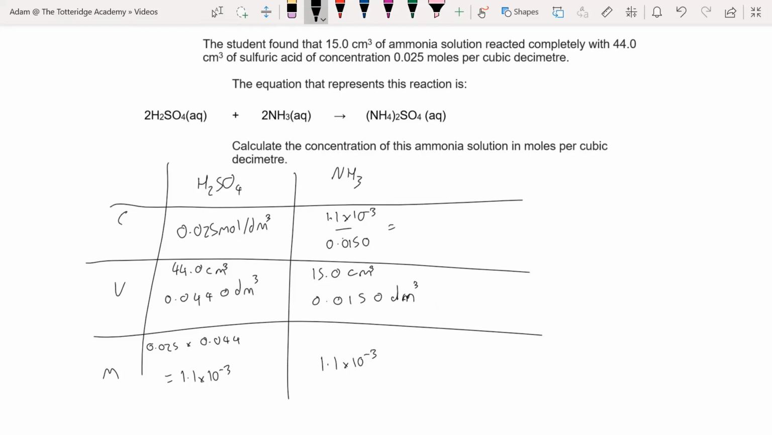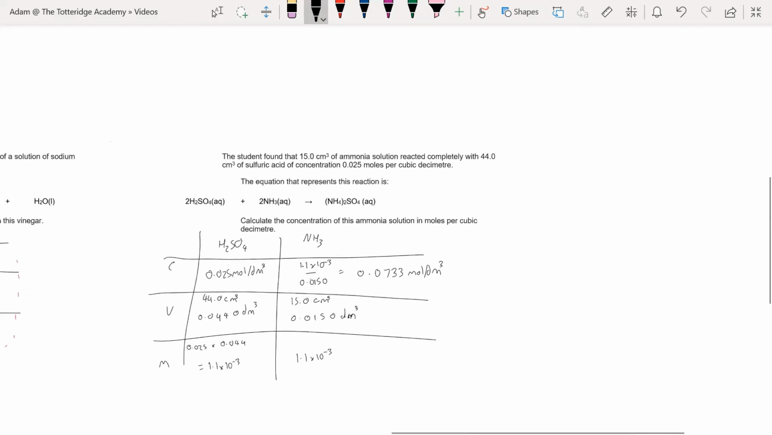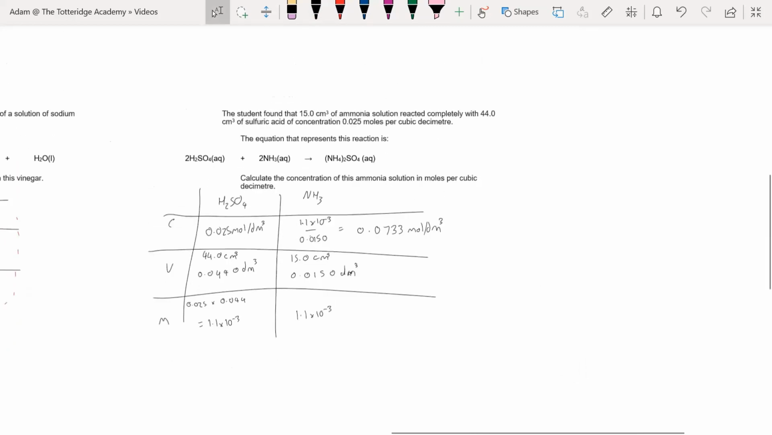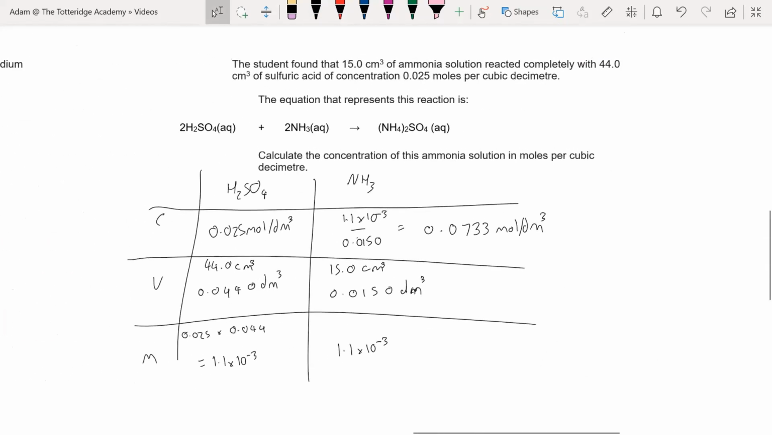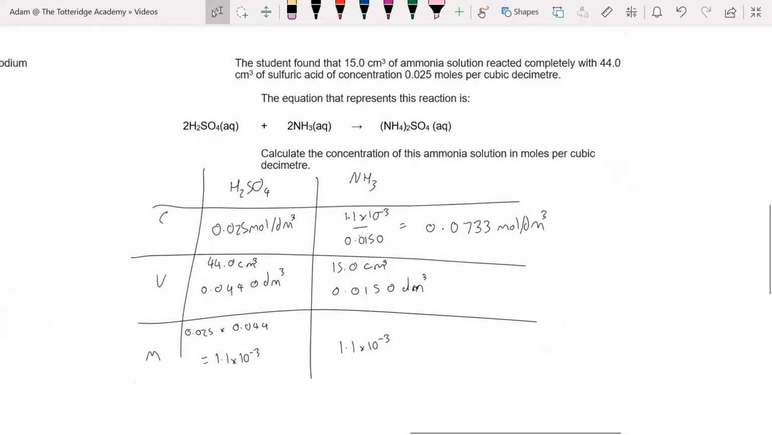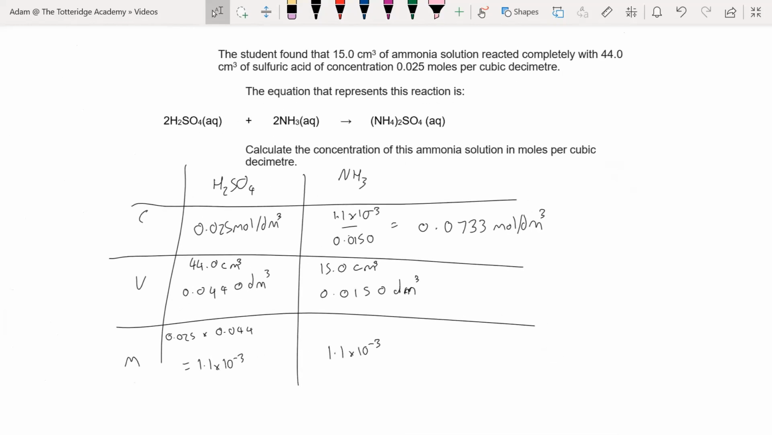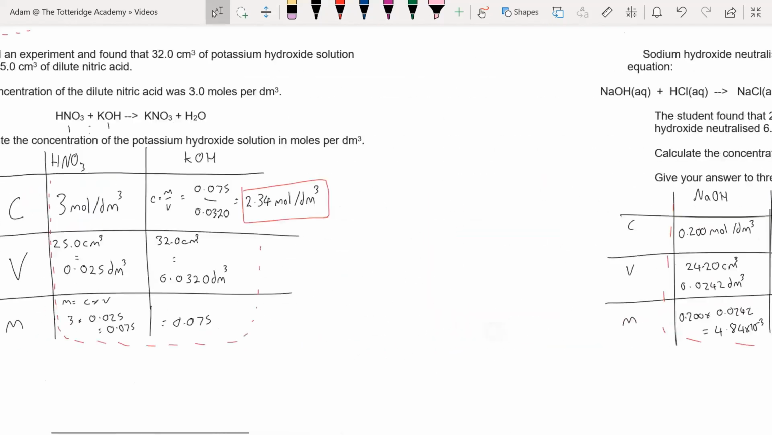It gives me 0.073 recurring, mole per dm cubed. Done. I don't think I've got any more examples of that. Right. If you got that and you're happy with that, fantastic. Well done. Let's move on. If you're not, you've got to go back and do these again. I've given you all the working. I said all of my steps aloud. So please do make sure you go back and do those again.